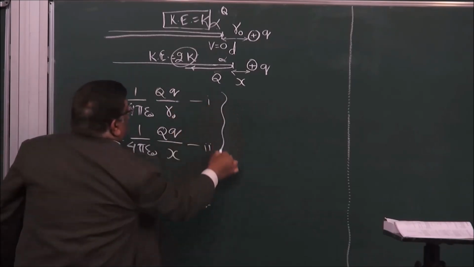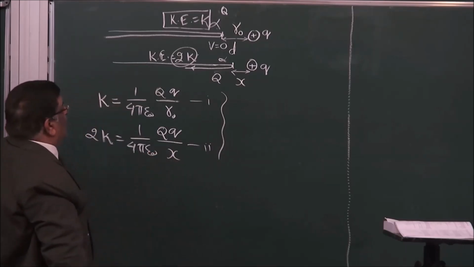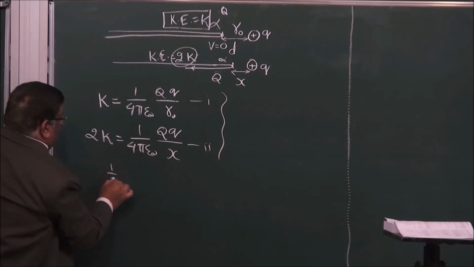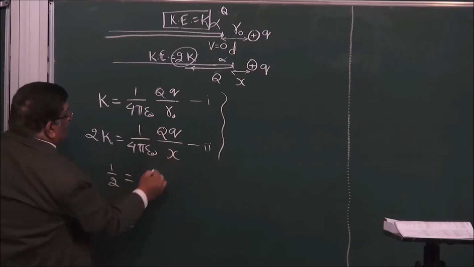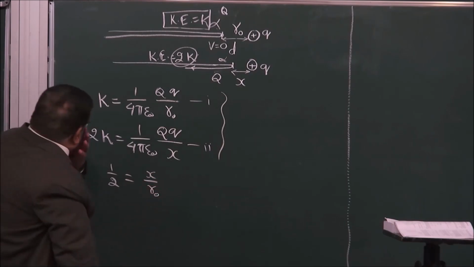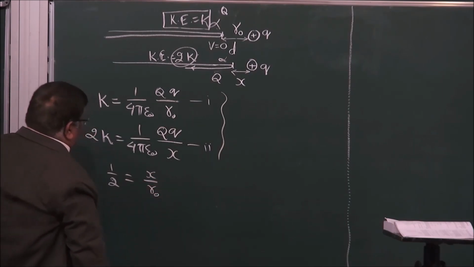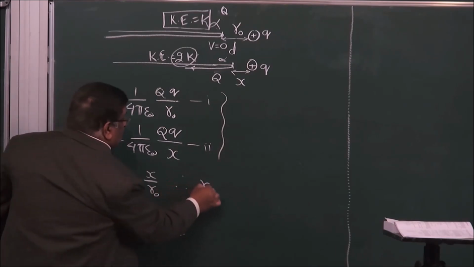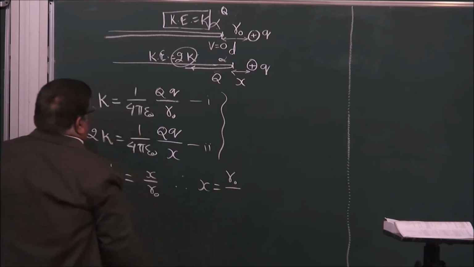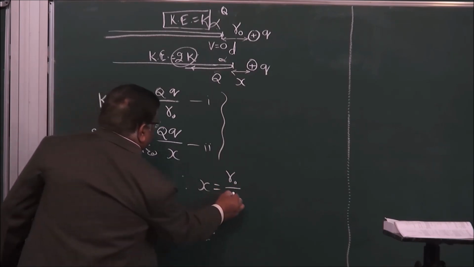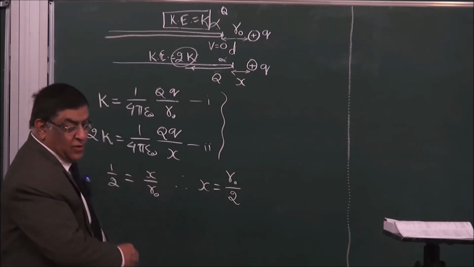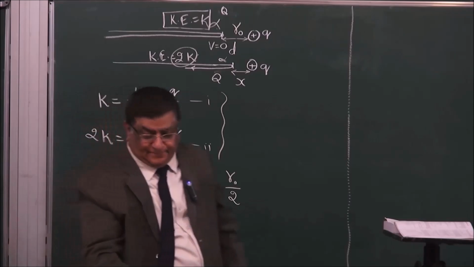Now it is a very small thing. You have to find the value of x. So divide. If you divide this by this, what do you get? 1 upon 2 is equal to x upon R0. So x is equal to r naught upon 2. So this is the value of x we get here.